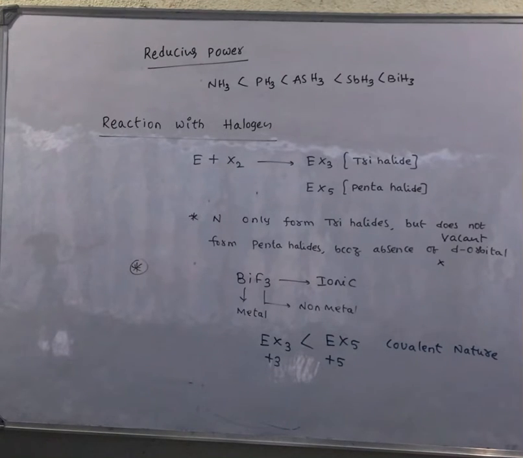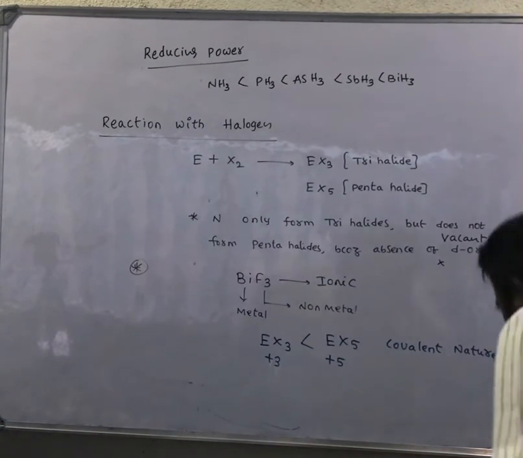Next, what is E? In EX3, E means the group 15 element, and X means halogen. EX5 means pentahalide, EX3 means trihalide.